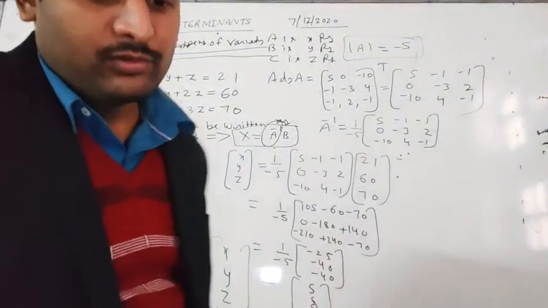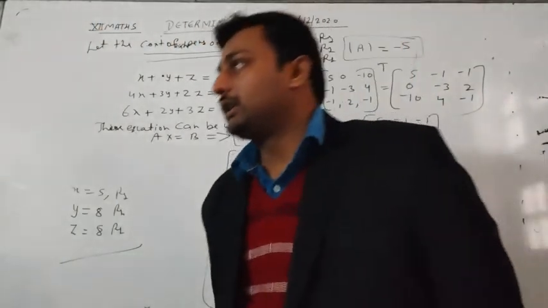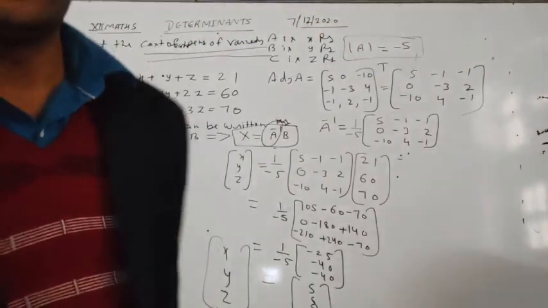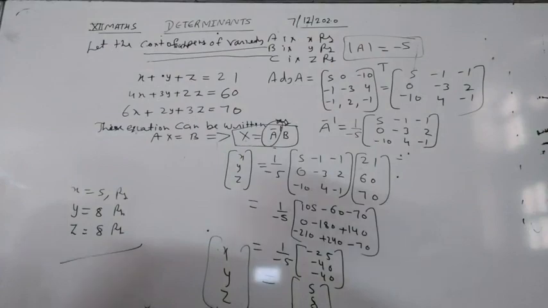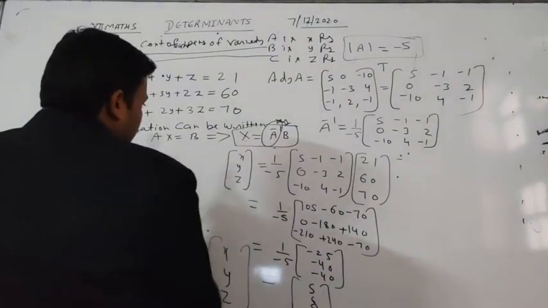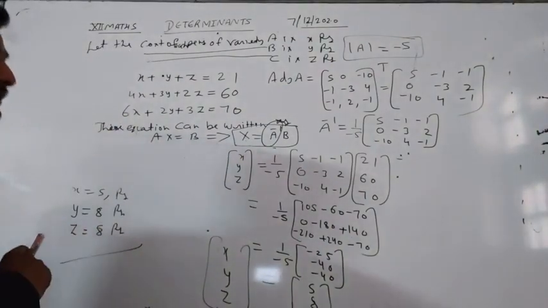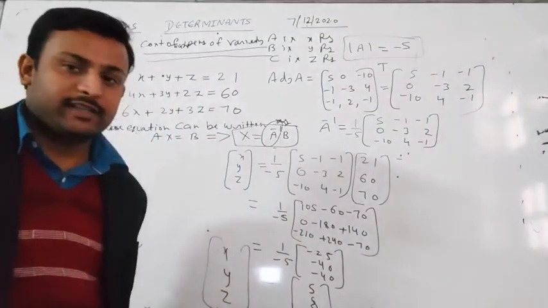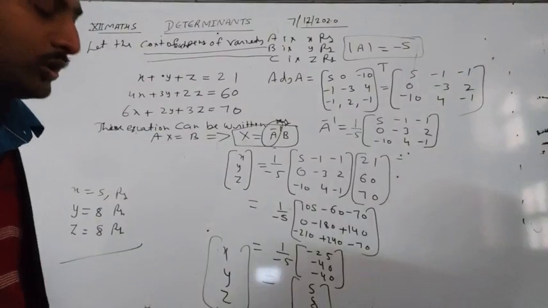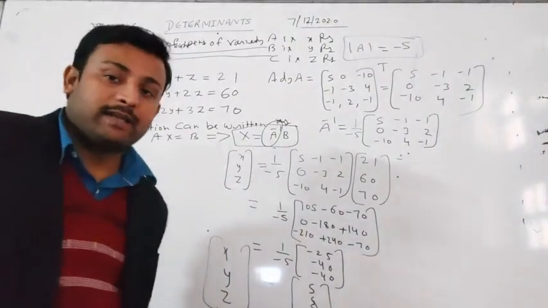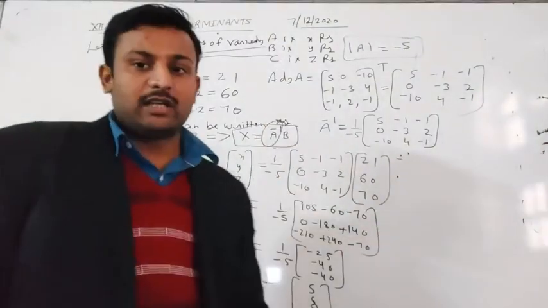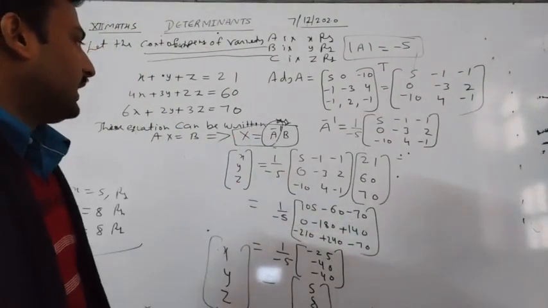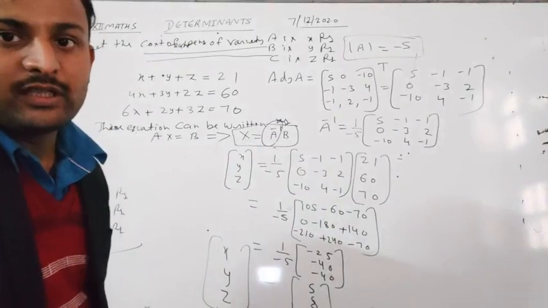Now we have to solve these equations by using the matrix method. When we apply the matrix method, we can write AX is equal to B. So AX is equal to B can also be written as X is equal to A inverse B. Okay students, so our target is to find A inverse. If we are able to find A inverse, we will put the value of A inverse here, compare, and find our result.